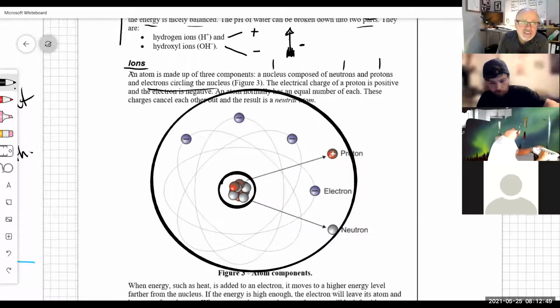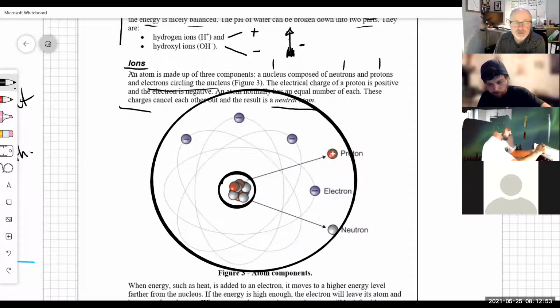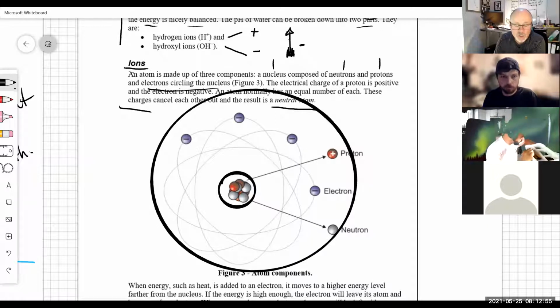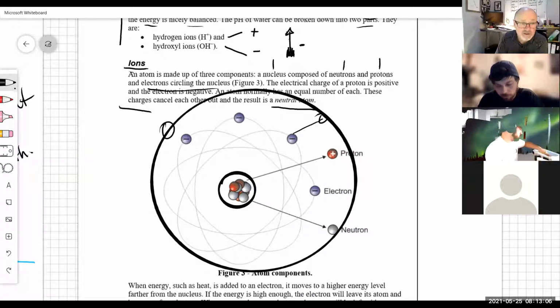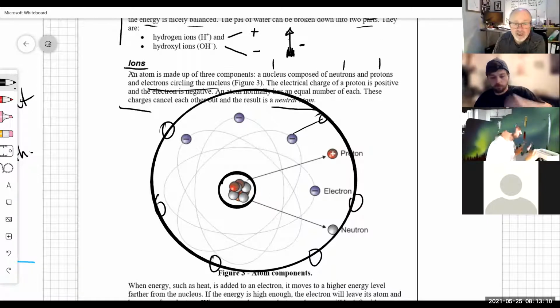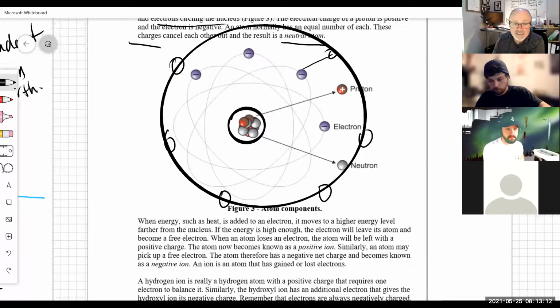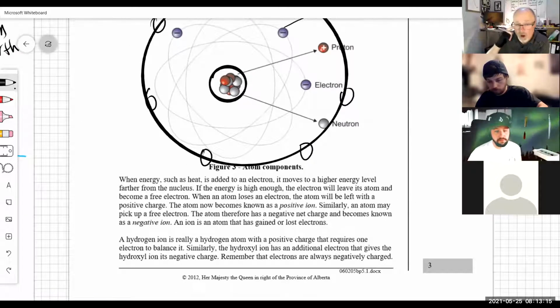So these charges cancel each other out and result in a neutral atom. But when energy such as heat is added, the electrons move to a higher energy level. So these start to move farther outwards. That is what happens when it's heated. So something happens to the water when we heat it.